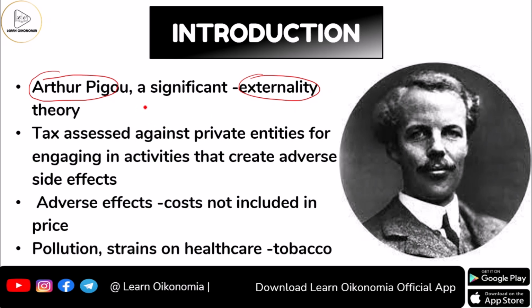This would be something that can happen in two ways. Externality can be negative or positive. Pigouvian tax is something that deals with negative externality. So this involves third party effects. This involves something called external cost.